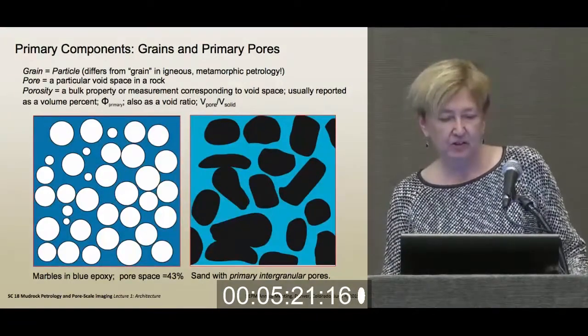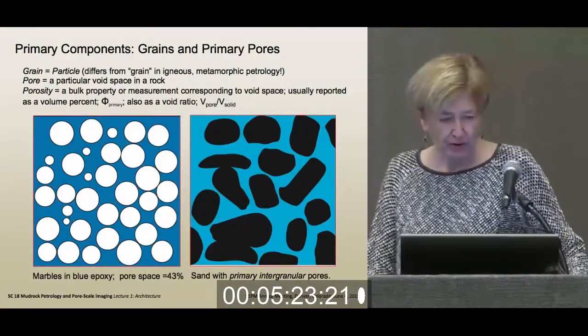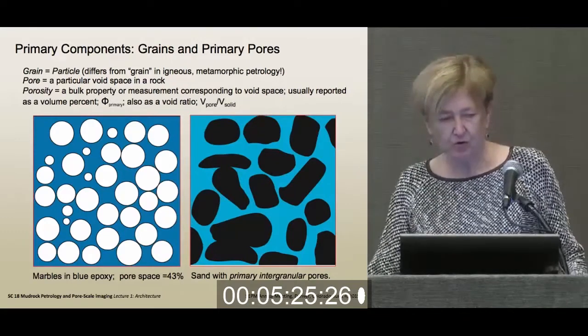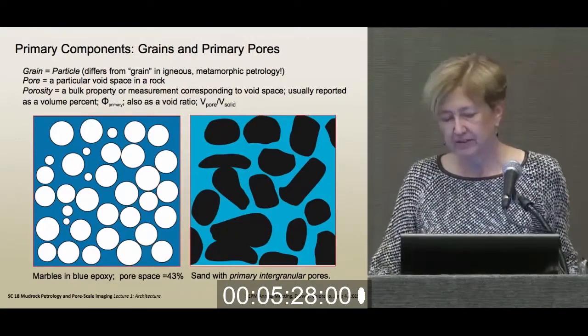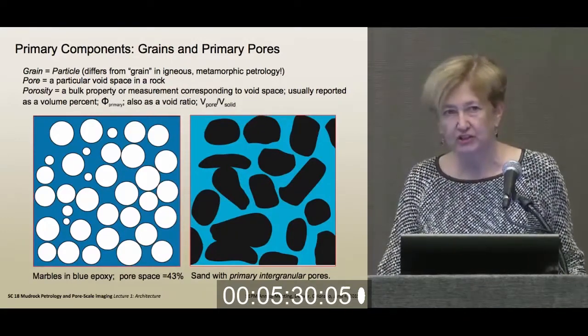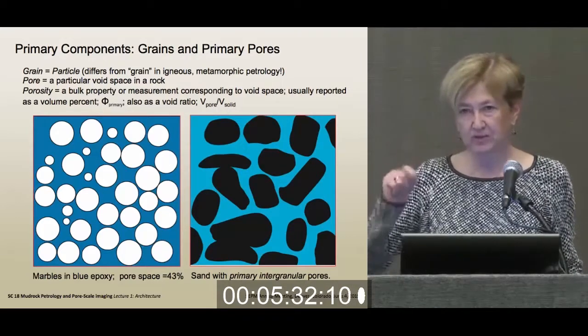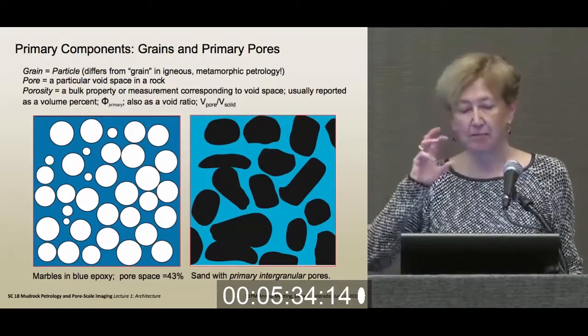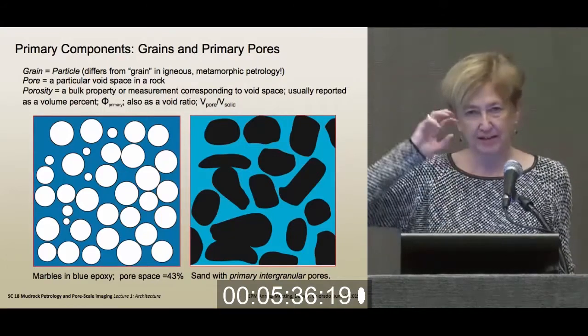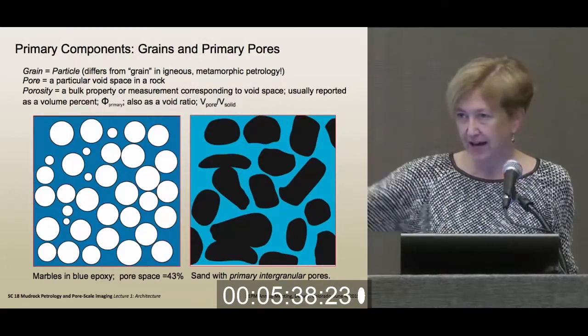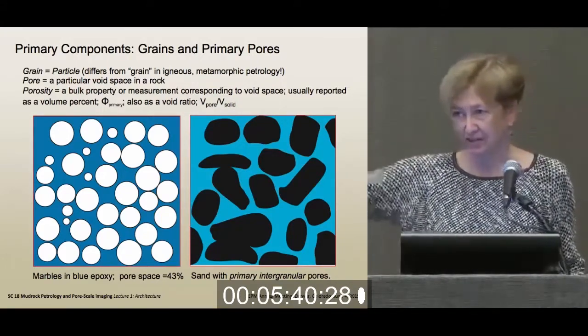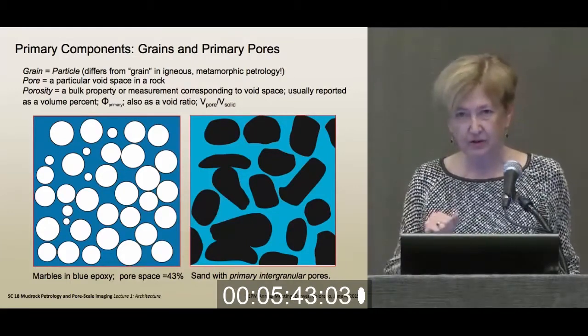So let's consider the grains and primary pores, and let's talk about this word grain. In this field of sedimentary petrology, grain has a very specific meaning. It means that it's a particle. It's something that at one time in its history had an independent life. It's something that could roll around in a sedimentary environment.